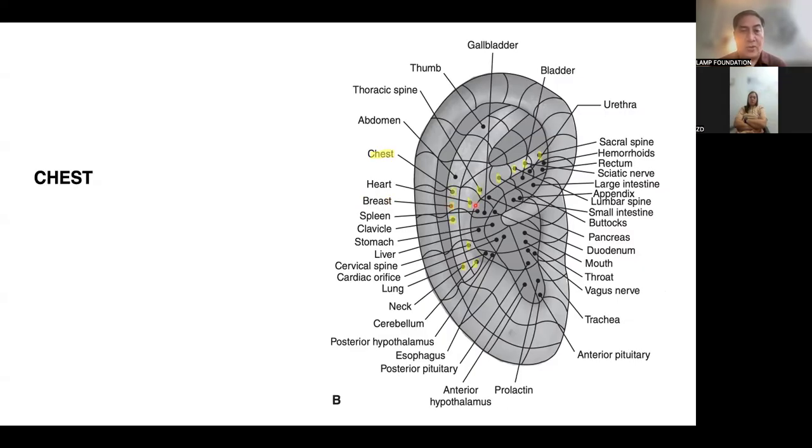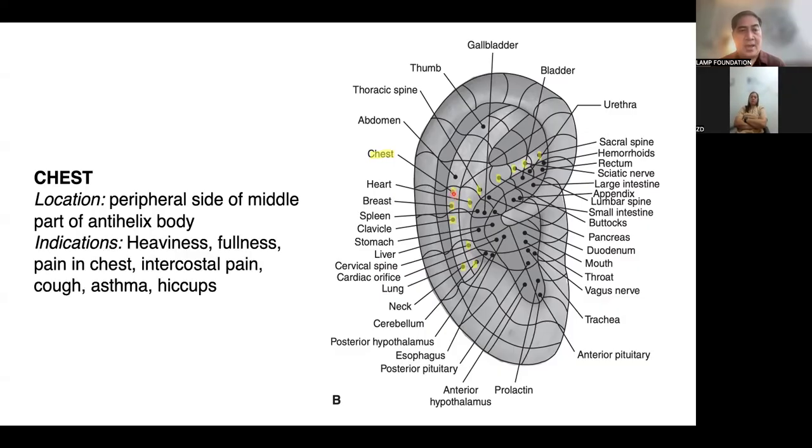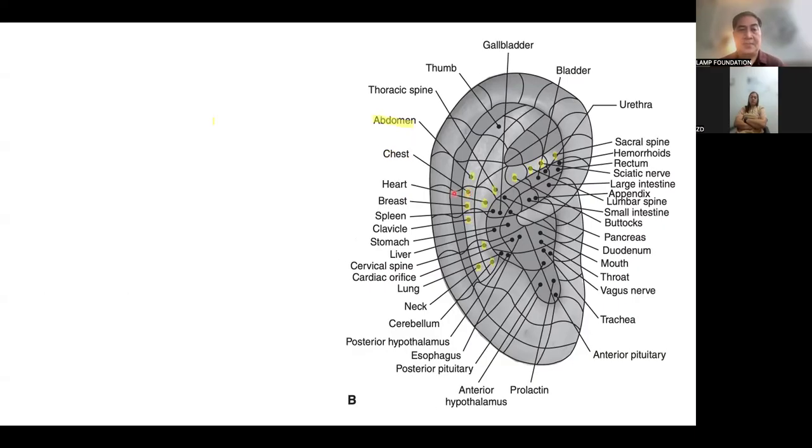Next, we go to the chest point. So clavicle, breast, and chest. The chest is the peripheral side of the middle part of the antihelix body. And it's good for heaviness, no? Yung parang nabibigatan, fullness, pain in the chest, intercostal pain. Remember, intercostal, yung between the ribs, no? Cough, asthma, hiccups. Just for symptomatic relief.